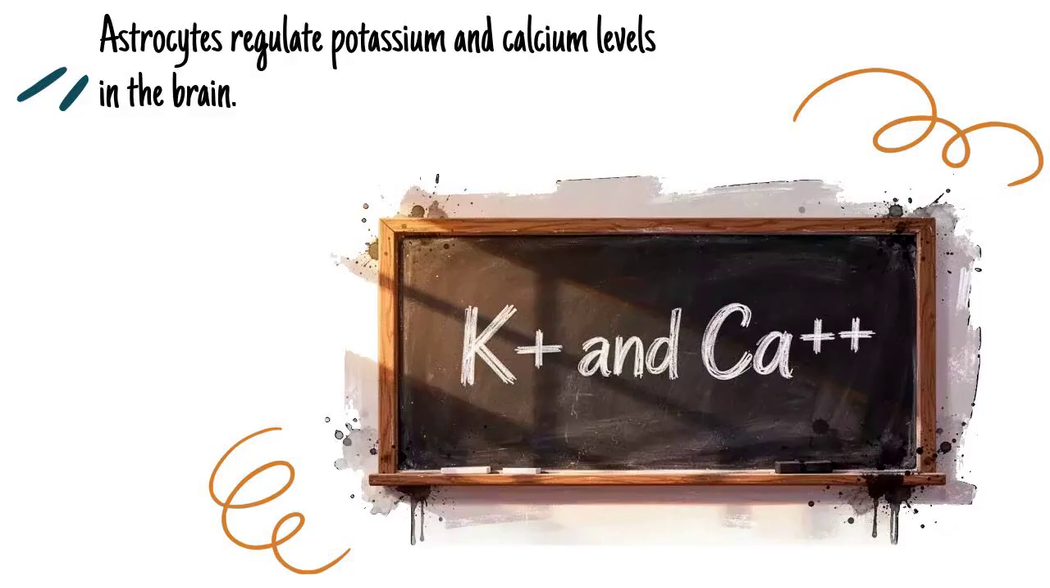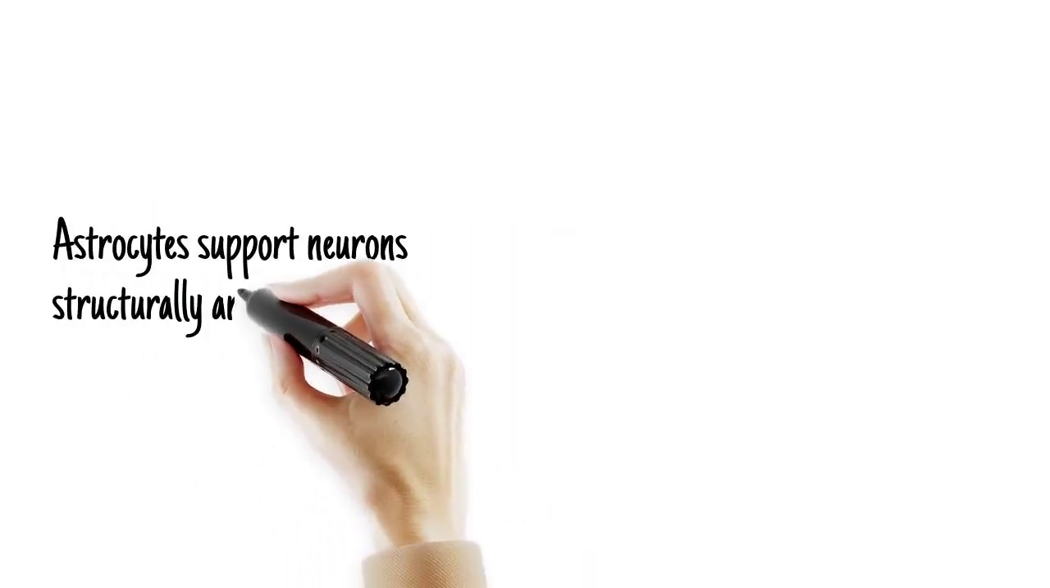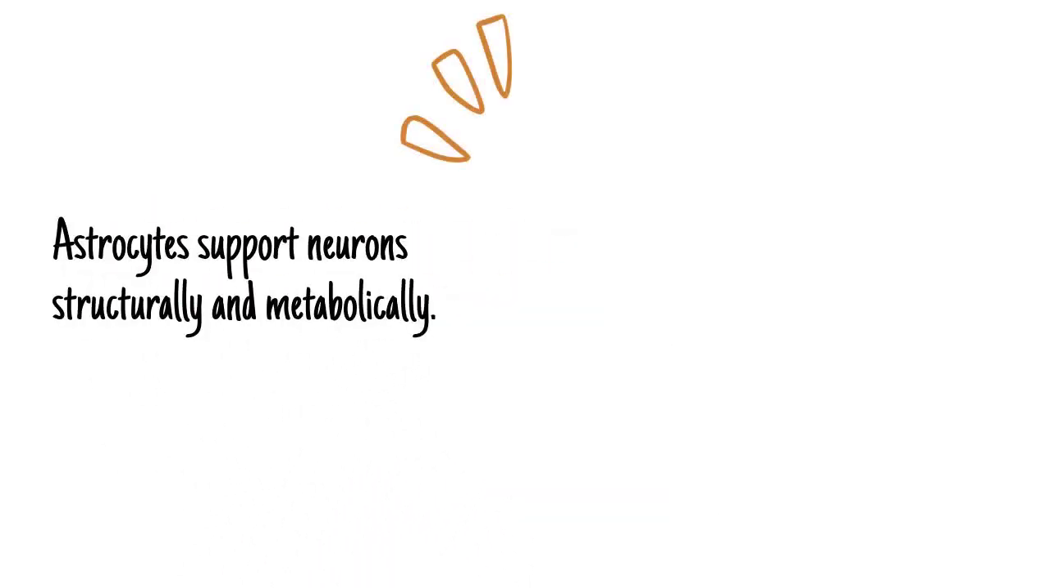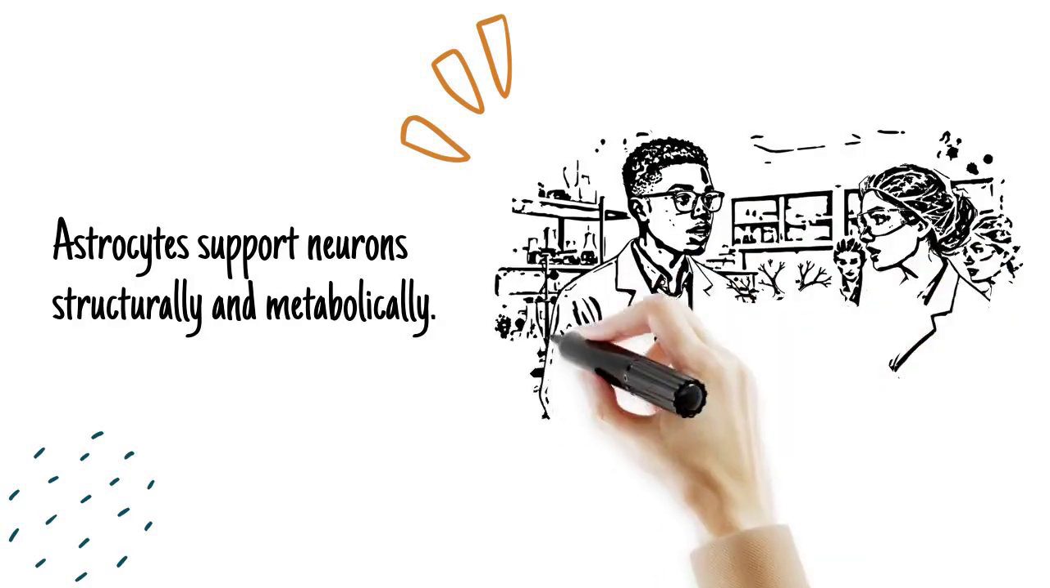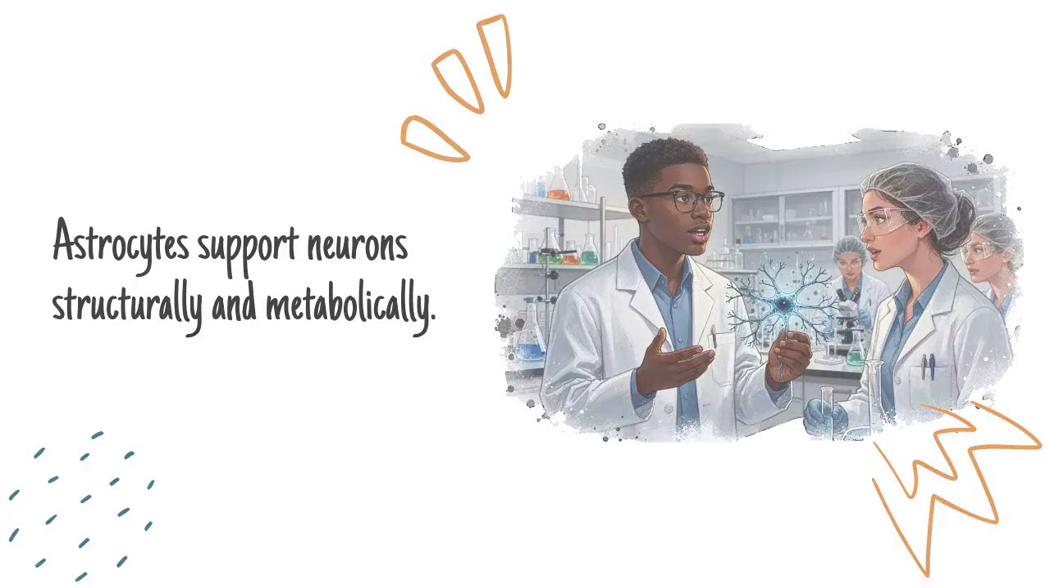They also support neurons structurally and metabolically by producing extracellular matrix components such as laminin and by releasing growth factors including nerve growth factor, fibroblast growth factor, and brain-derived neurotrophic factor.